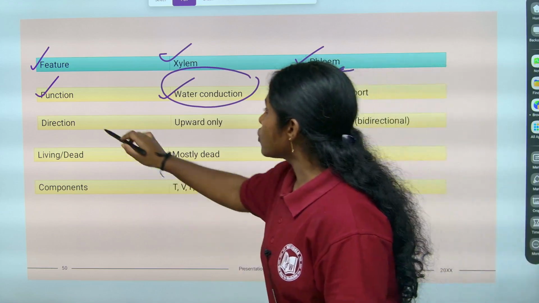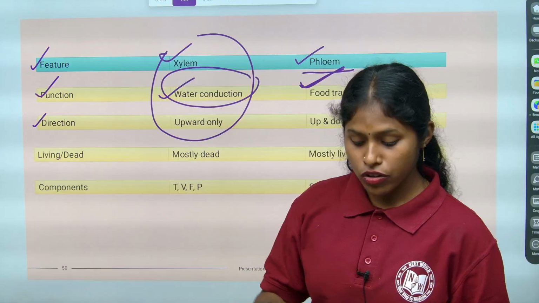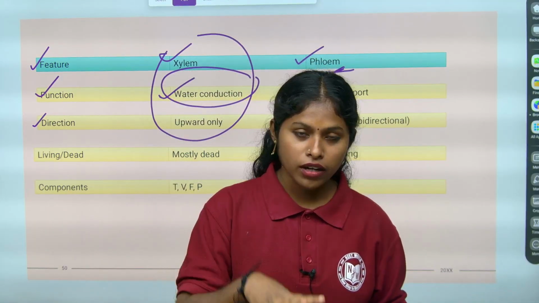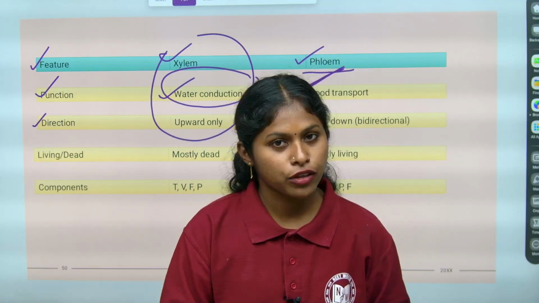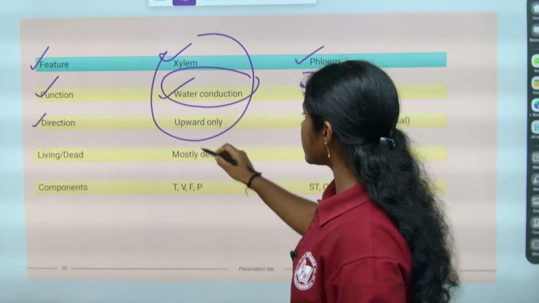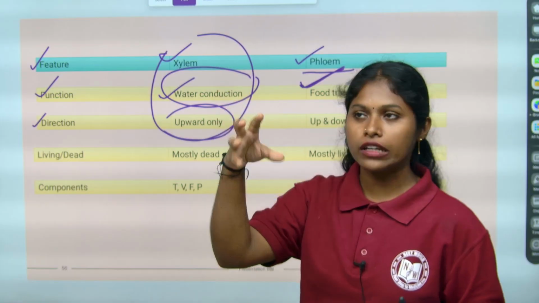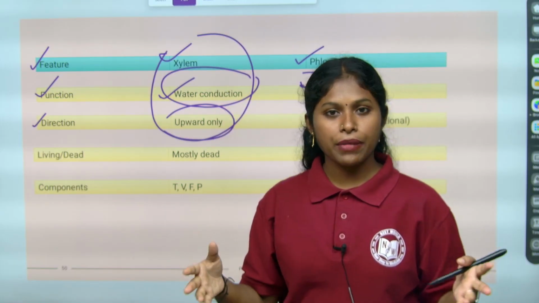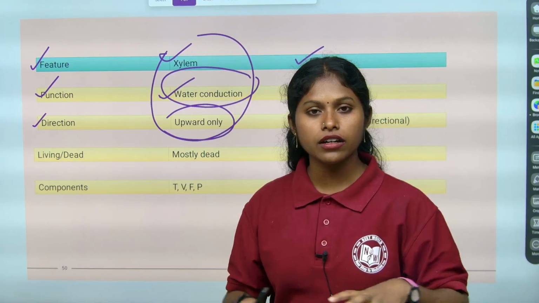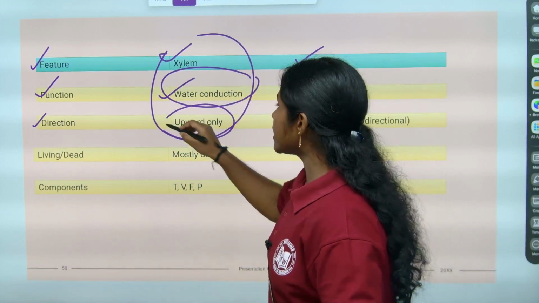So here the direction is always upward for the xylem. Why upward? Because you pour the water onto the ground, the soil, right. From the ground, the water is absorbed by the roots and transported upward to all parts of the plant. If you pour the water onto the leaves, the leaves and branches will not absorb it. So whatever water is present in the ground is absorbed by the roots and transported to all parts of the plant, right, children. So it is an upward direction.